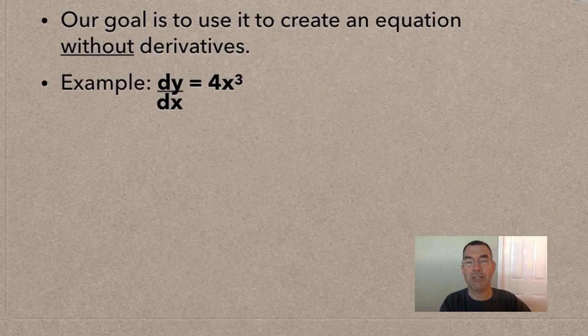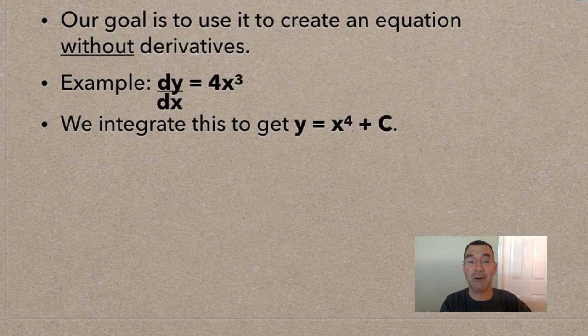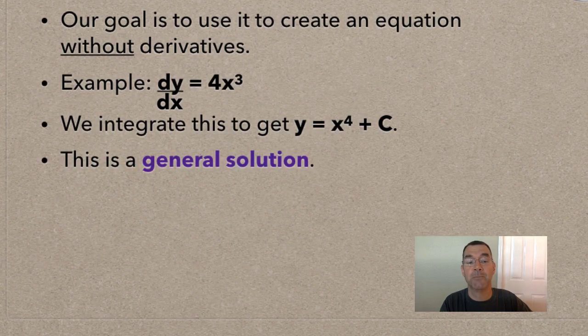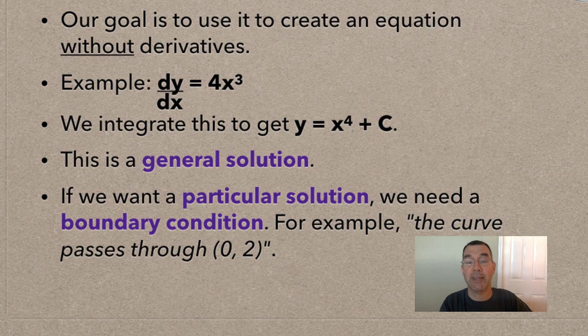So for example, here's an easy example. We've done this before earlier in the year. If we had dy dx equals 4x to the third, then I could integrate both sides and get that y equals x to the fourth plus c, and I might have some boundary condition or initial condition that allows me to figure out what the value of c is. Okay, this is called a general solution with that c.